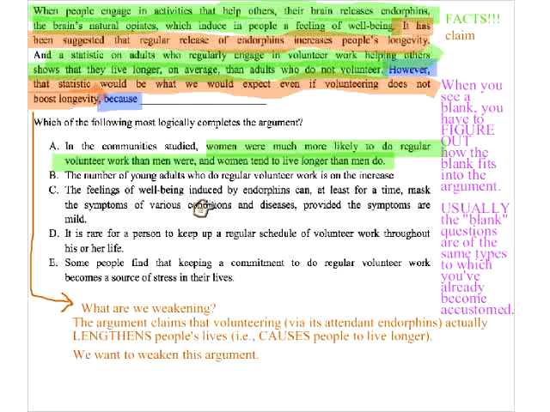C is basically trying to say that these endorphins are masking the symptoms, which, in other words, is trying to explain why the endorphins might lengthen your life. But C is actually strengthening the argument because C is showing how this might happen.